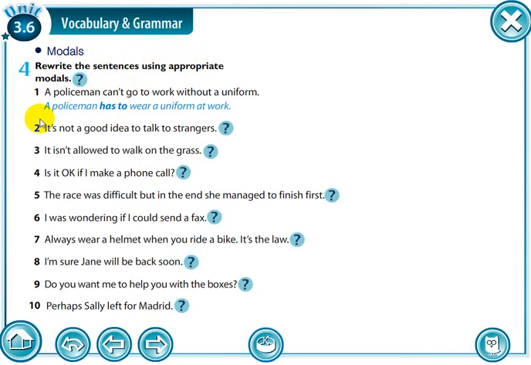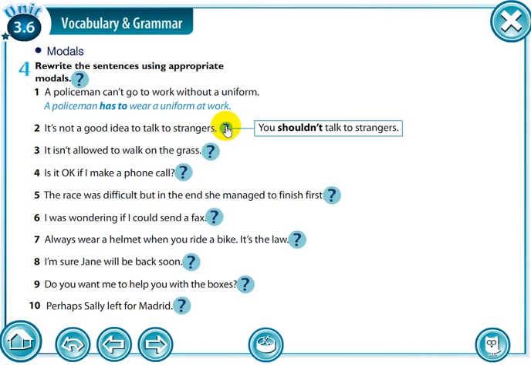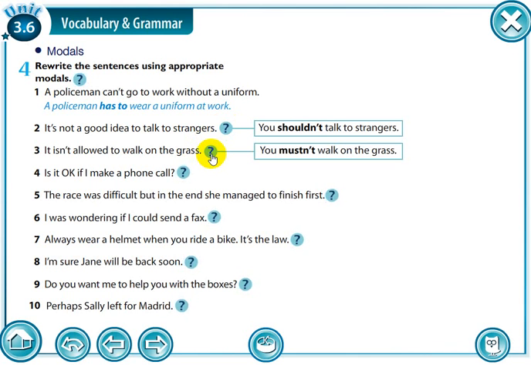Policeman can't go to work without a uniform. So can't go, it is according to the rule, so it is external obligation, so he has to wear a uniform. Number 2, it's not a good idea to talk to strangers. Here I am advising you, so you shouldn't talk to strangers. It's not allowed, it's forbidden, it's prohibited, so it's prohibition, so you must not walk on the grass. Is it okay if I make the phone call? Here it is a request. Can I make a phone call?